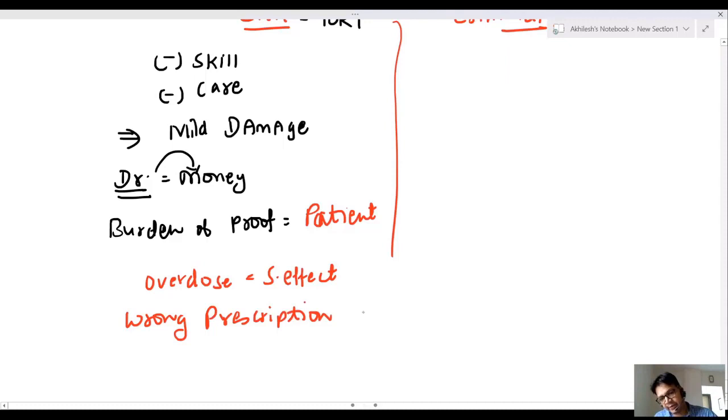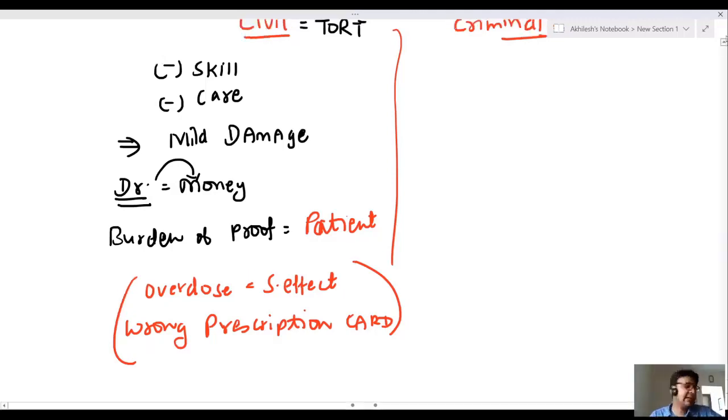Overdose, leading side effect, and wrong prescription, sir, leading to some damage. These are examples of civil negligence. But sir, what is criminal?